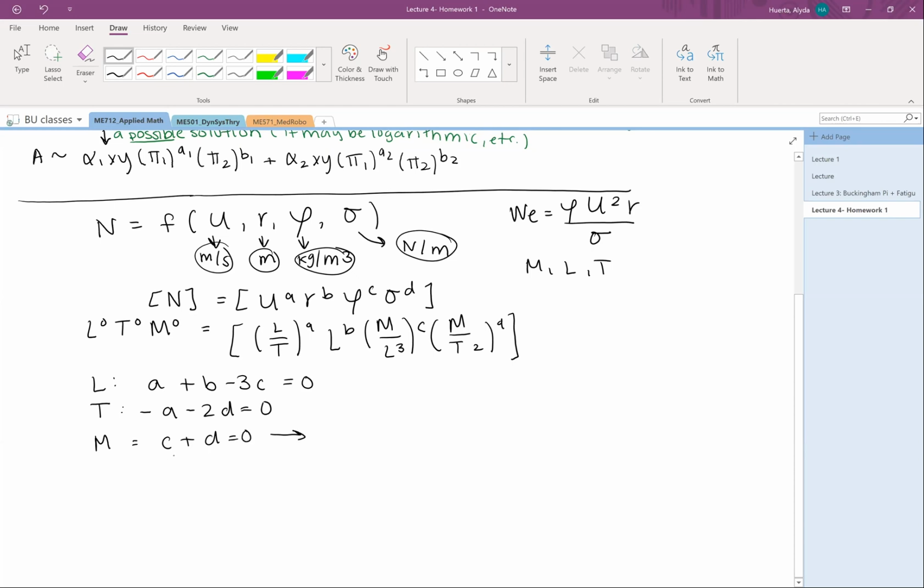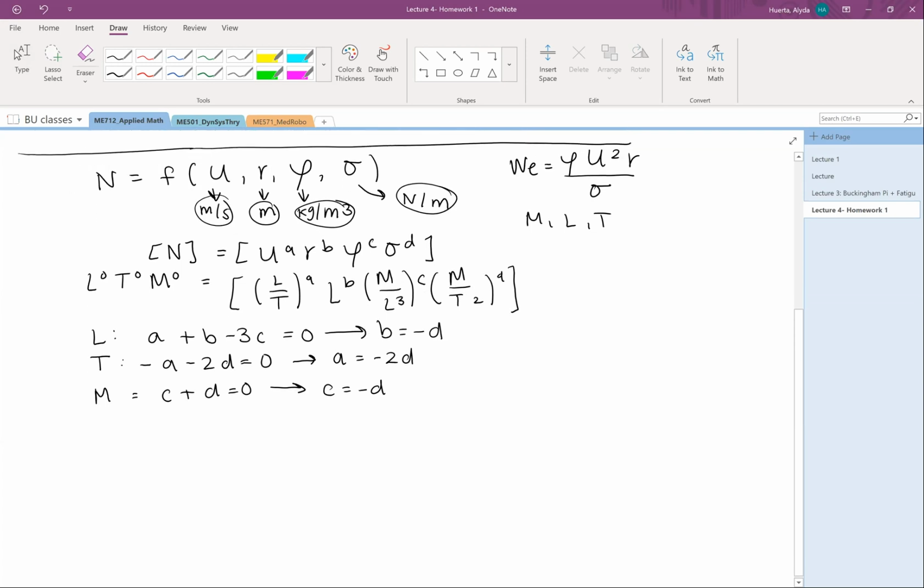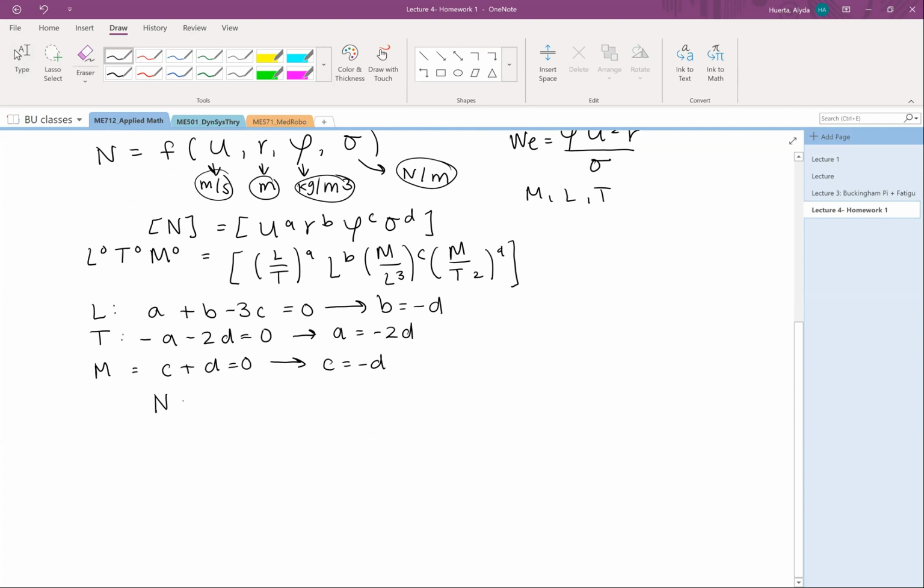So if you solve the system of equations, you get C equals negative D. Again, I'm solving in terms of D, but you don't have to do that. A is negative 2D, and B equals negative D. And this means that N is going to be proportional to U to the minus 2D, R to the minus D, rho to the minus D, and then your surface tension to the D.